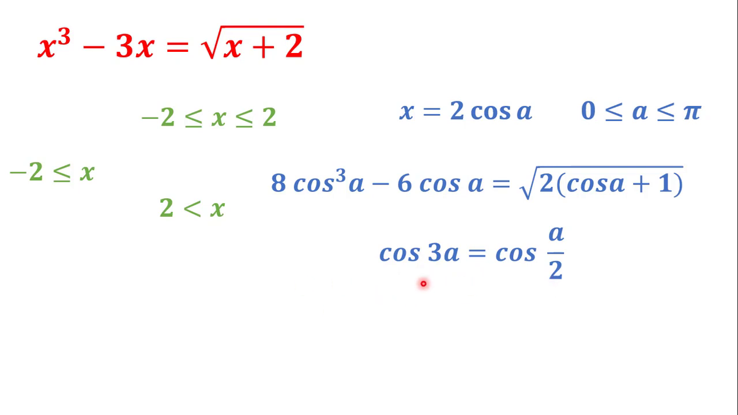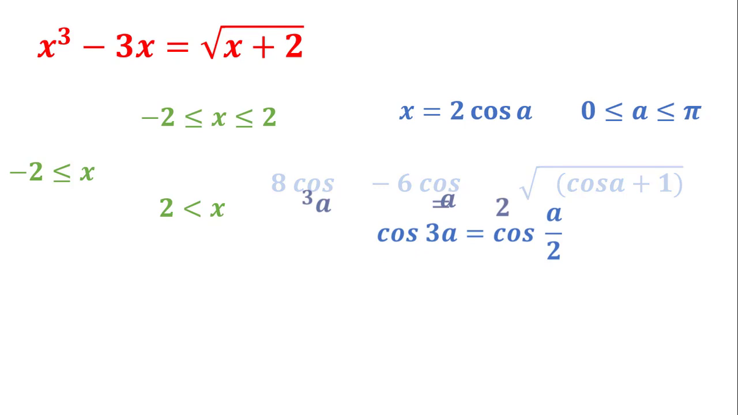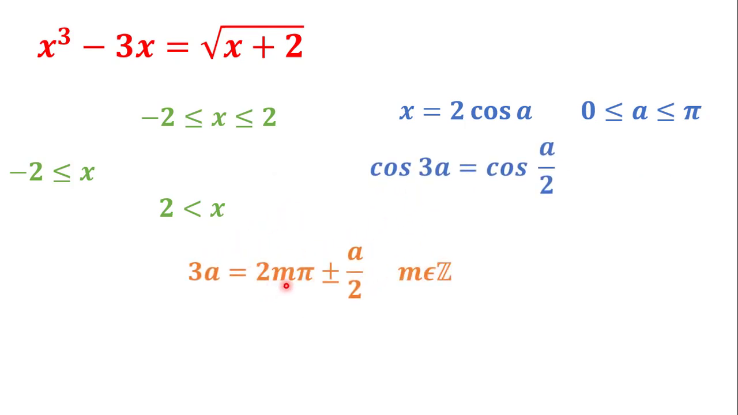The general solution for this equation is 3 times a equals 2 times m times pi plus or minus a over 2, and m can be any integer. Now we need to replace m by integer numbers and find a. If we put m equals 0, we're going to get 3 times a equals plus or minus a over 2, or a equals 0. So we can replace a equals 0 in this equation, and we're going to get x equals 2 times cosine 0, or x equals 2.